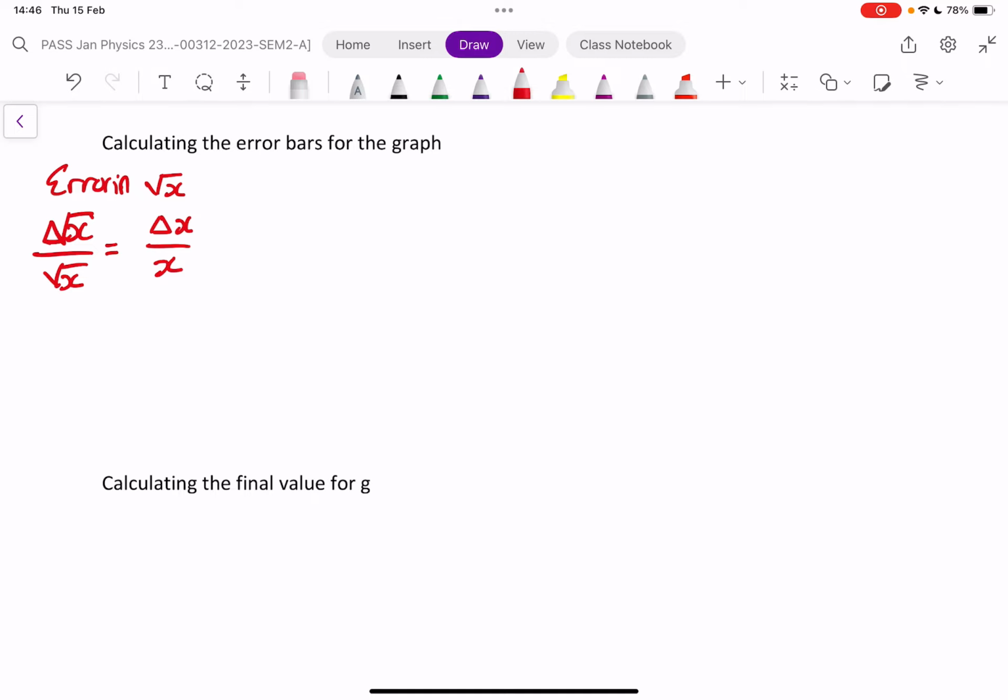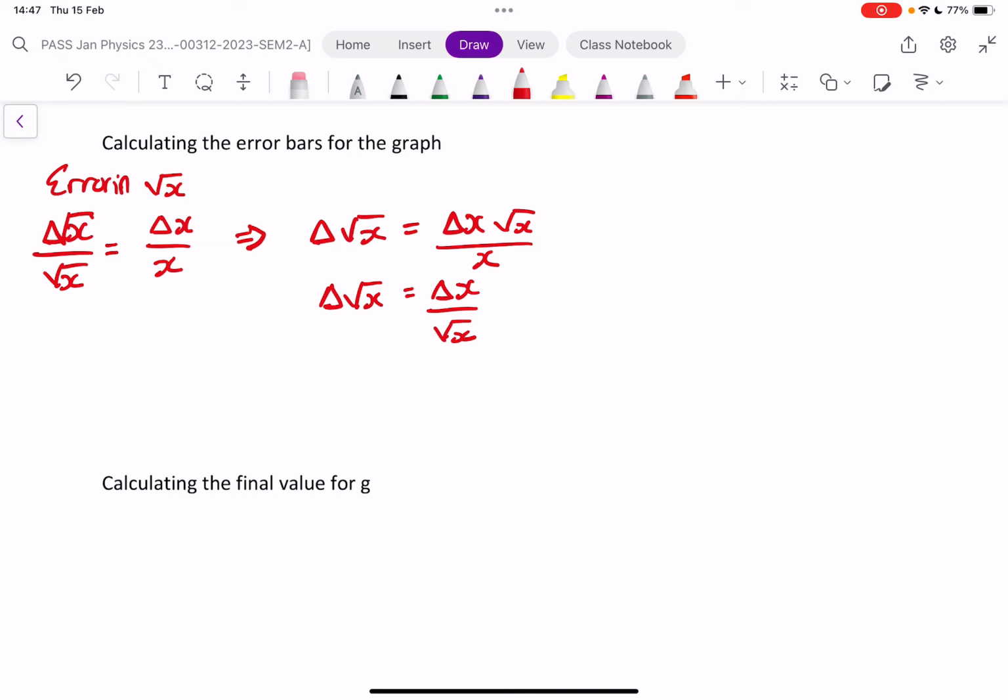We can rearrange this to give us the error that we want. So that would give us error in root x equals delta x times root x divided by x. And with a little bit of algebraic manipulation, so the error in root x, which is what we want, cancel these things out a little bit, we just get delta x over root x.